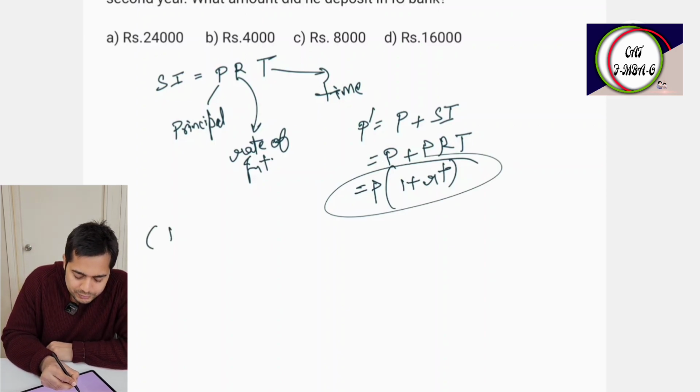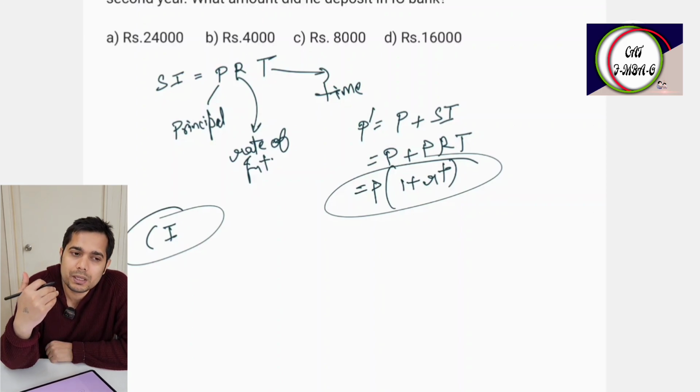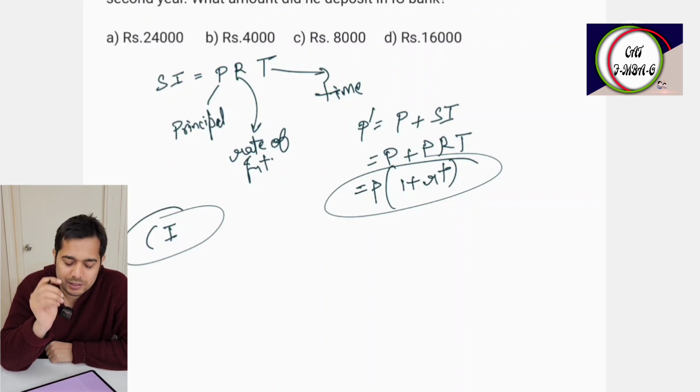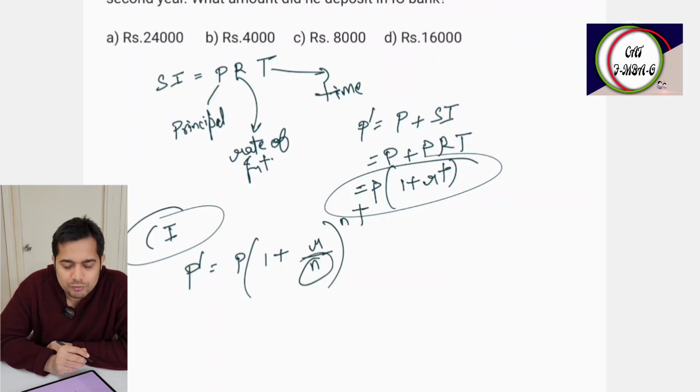But for compound interest, a direct interest formula is not given. Here the P dash formula is given. What becomes of your amount? So let us say you deposited P amount of money. Then after T years, your P dash is equal to P into (1 plus R by N) to the power NT. N is the number of times of compounding.